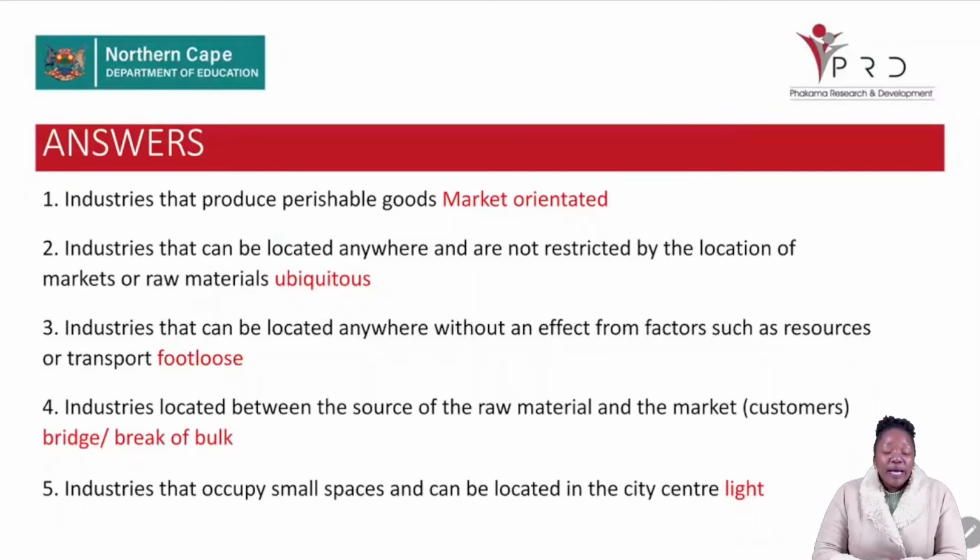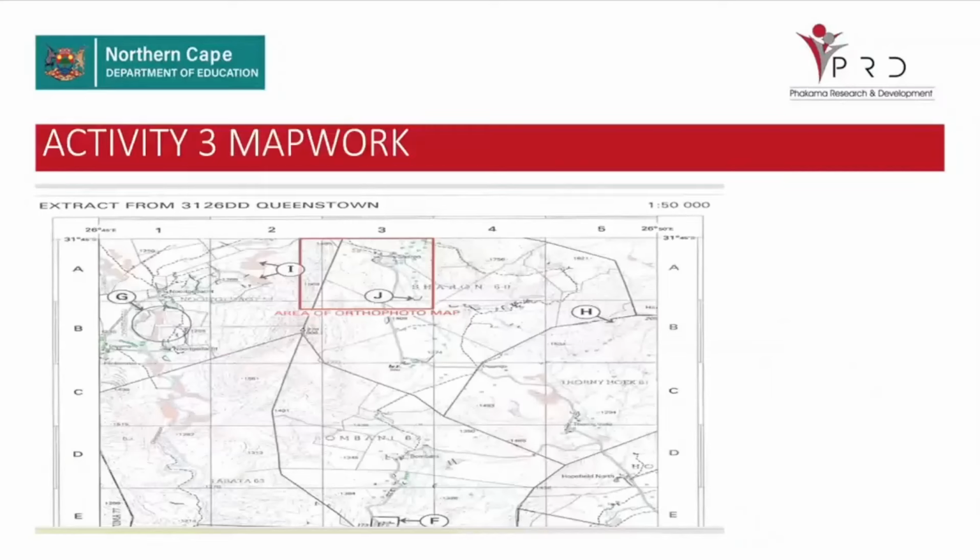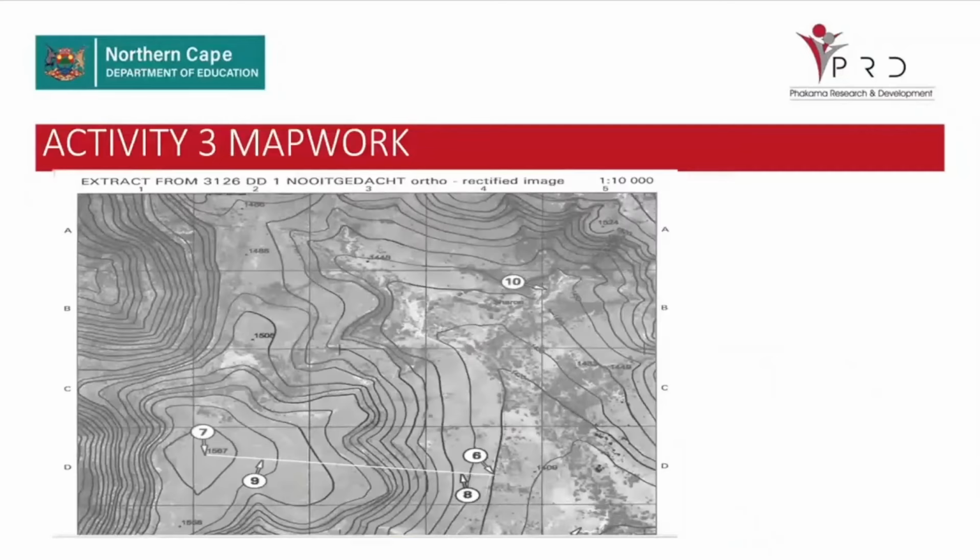Then we come to our third activity. Our third activity is based on map work. So I hope by now you are able to organize your maps. We are using the map of Queenstown. I've already got the picture there, but if it's not clear enough, you can use the original map. We've got the topographic map of Queenstown, and also the orthophoto, which is taken from the topographic map.